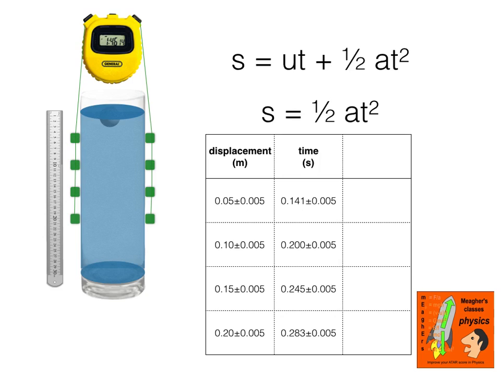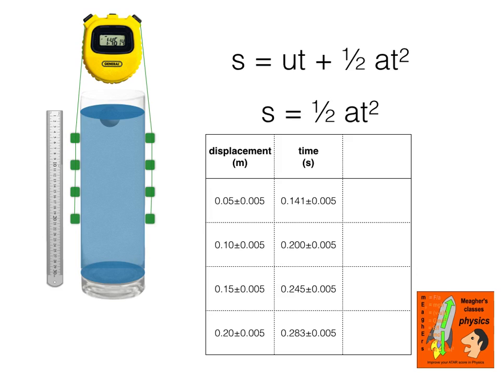Now if you look at the errors, the very first displacement error, 0.05 plus or minus 0.005, the percentage error of that one is far different to the percentage error of the bottom displacement measurement, which is 0.2 plus or minus 0.005. The first one is out by 10%, and the second one I mentioned is only out by 2.5%.